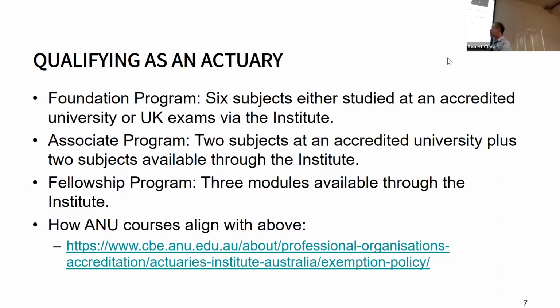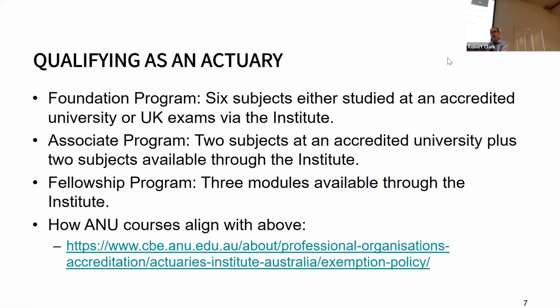A very important document if you're doing an actuarial master's degree or actuarial undergraduate degree is to look at this website. It tells you what are the ANU courses that line up with the Actuaries Institute qualifications. It also tells you the grade cutoffs. So there's a requirement on the grade you achieve for each of the courses contributing to an exemption.